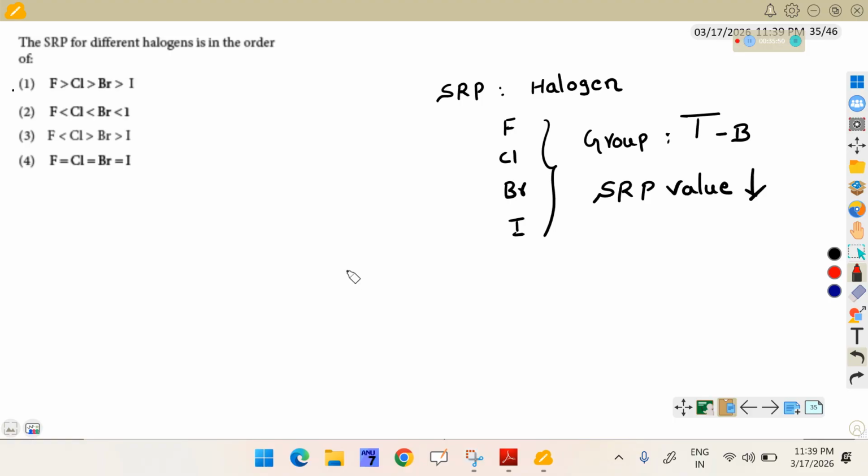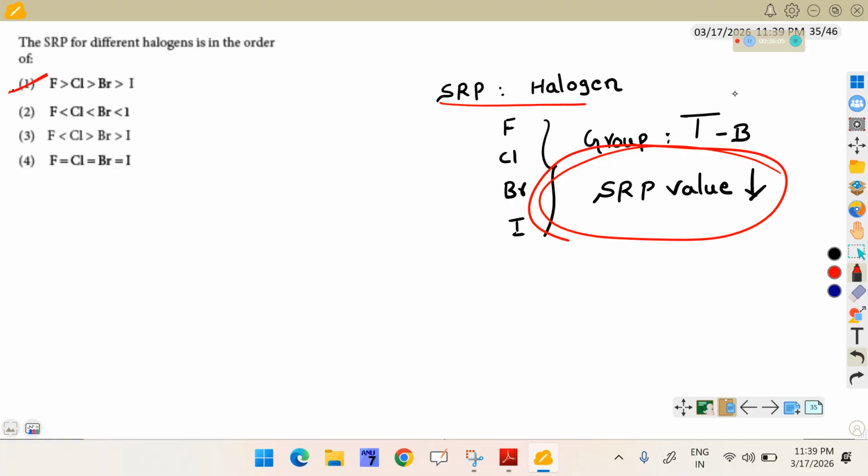The SRP for different halogens is in the order: from top to bottom in the halogen group, standard reduction potential values decrease. So fluorine is greater than chlorine, greater than bromine, greater than iodine. The first option is the correct option.